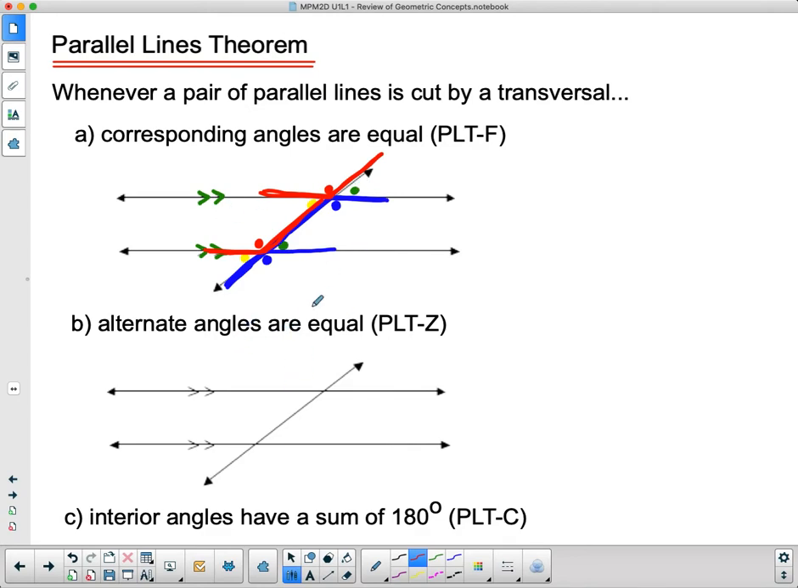The next one says alternate angles are equal, and we call that PLTZ. So alternate angles being equal.